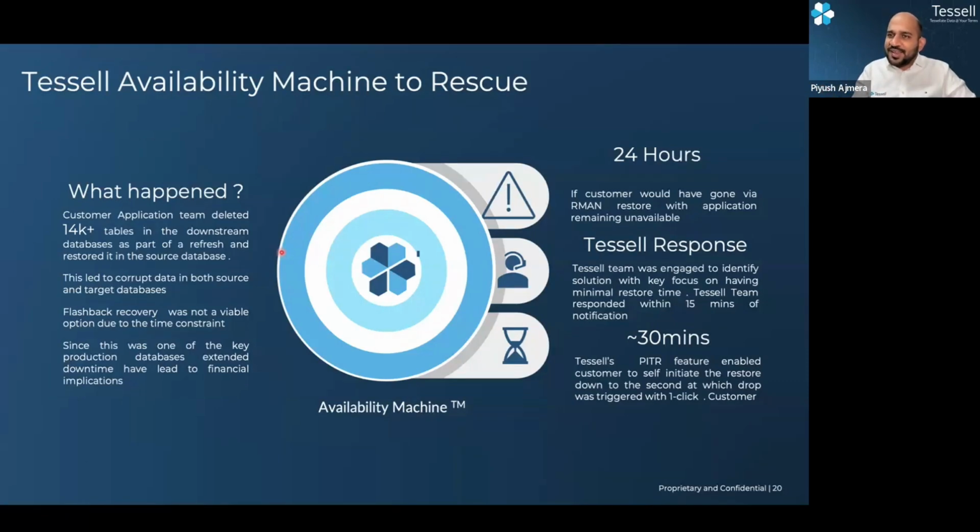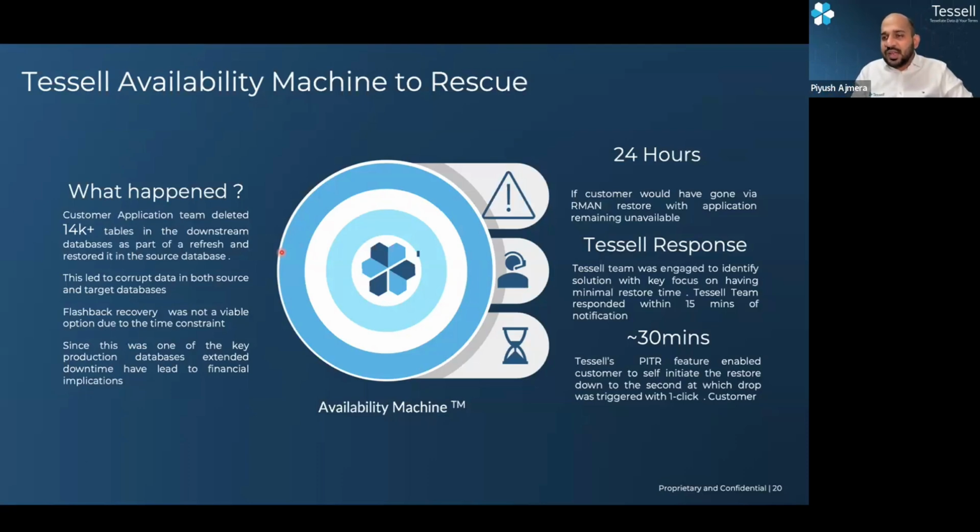Someone made a human mistake. They pointed it to a wrong database and dropped 14,000 tables. The database was close to 7 terabytes. And to recover it up to that point from just archive logs and backup would have taken them upwards of 24 hours for a large machine as well. With Tessell availability machine combined with its point-in-time recovery, we were able to do that in less than 45 minutes because we take the cloud native backup, attach it to the VM and apply only the delta of archive logs.